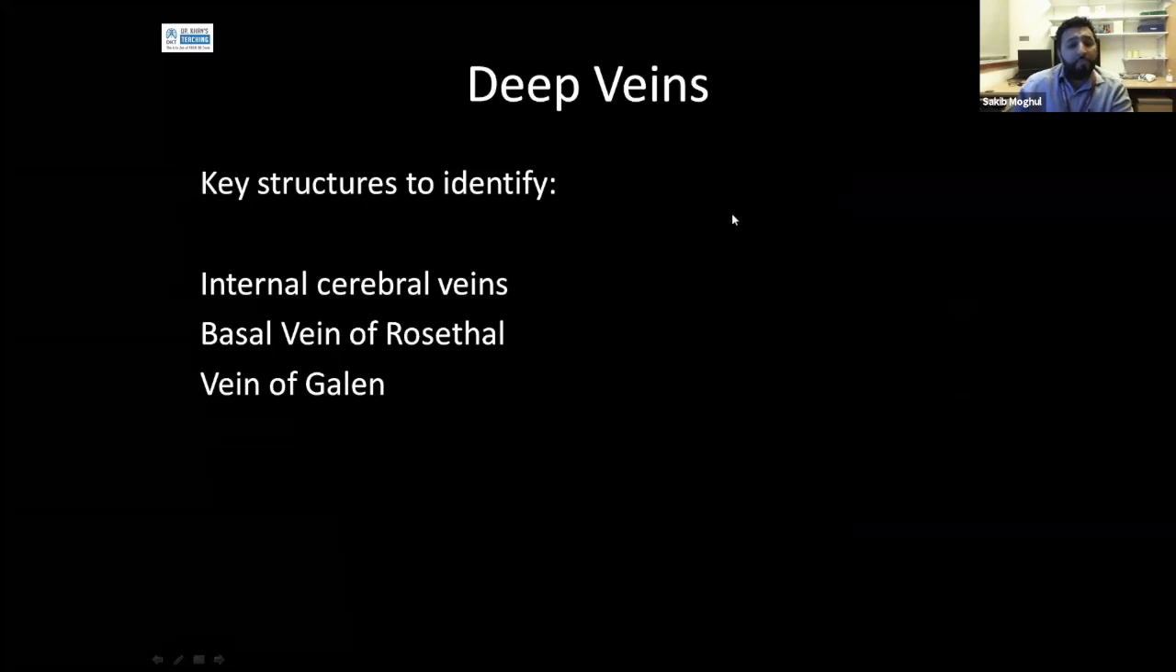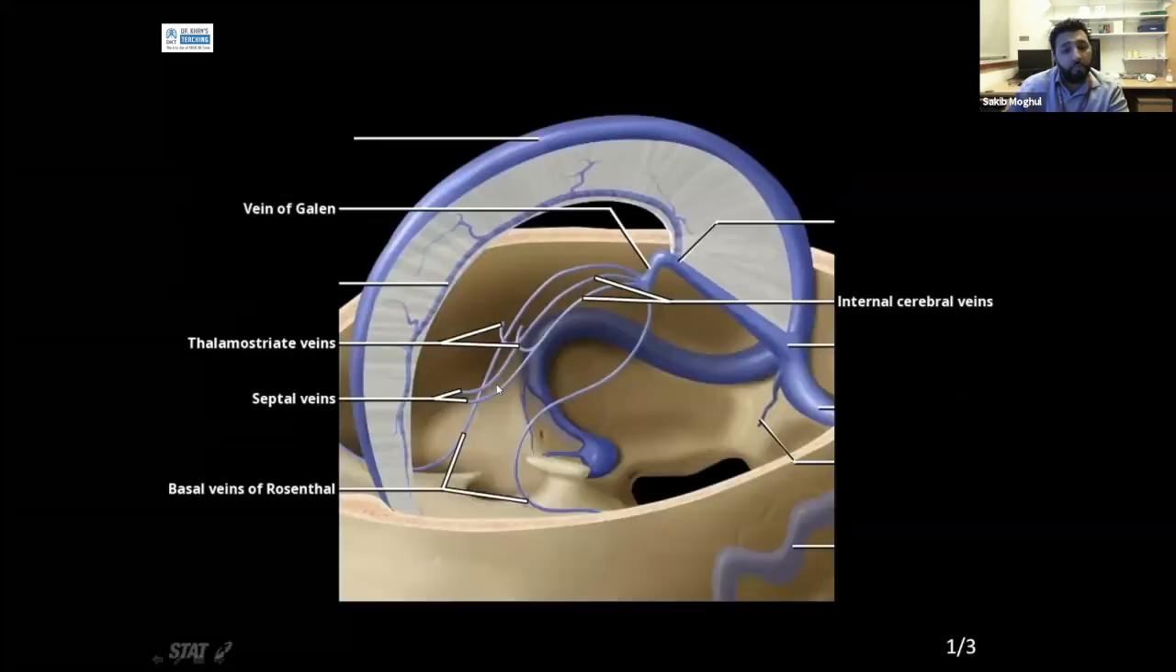When it comes to deep veins, again, Dr. Khan's kindly already spoken about these, so the internal cerebral veins, the basal vein of Rosenthal, which is an important one, and the vein of Galen are the major ones that you need to be concerned about. And we've gone through this graphic already, and you can see that the internal cerebral veins are central, just on either side of this septum pellucidum, and normally at the floor of the ventricles. And these are joined by these laterally orientated basal veins of Rosenthal.